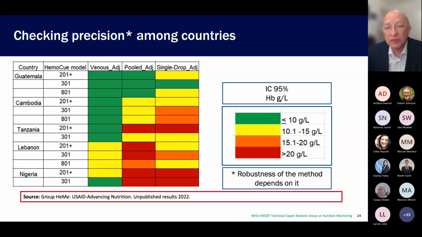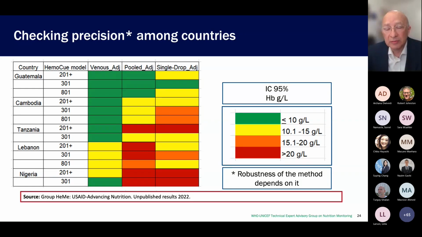In the HIM work, we look for robustness. What is happening with these different variables in these 5 different countries? Here we are showing the variation, that means the imprecision, in Guatemala, in Cambodia, in Tanzania, in Lebanon, and Nigeria, using 3 different types of HemoQ: 201 plus, the 301, and the 801. And you can see very clearly that the sample that needs to be used is venous blood. That is producing variation lower than 10 grams per liter.